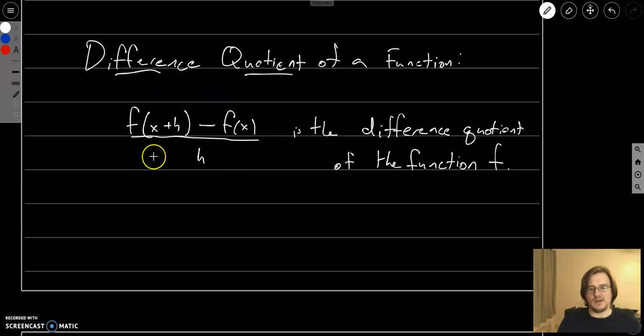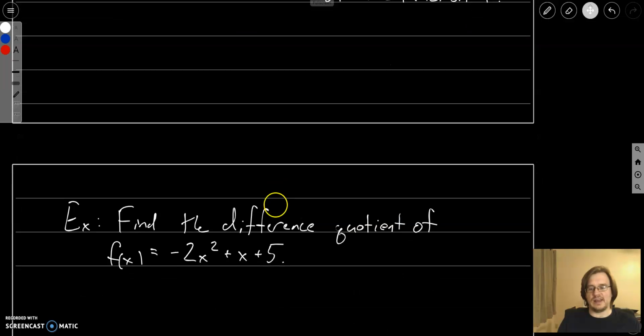This formula describing the difference quotient essentially relates to the slope of a function, which is how fast the function is going to be increasing or decreasing. This is a very important concept in calculus, so if you do plan on going forward to calculus, this is an important concept. But for the moment, we're just going to look at how to compute this. So you just evaluate f of x plus h, subtract f of x, and divide the whole thing by h. Let's look at an example.